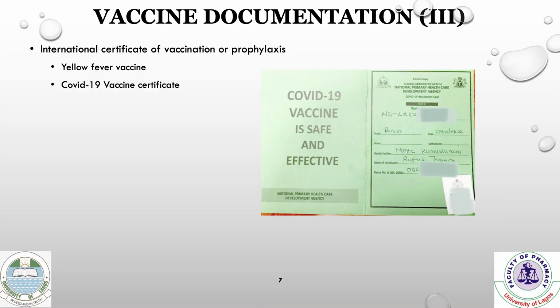Currently in Nigeria, we have two vaccine documents that are of international relevance. One is the yellow fever vaccine certificate. The second one is a COVID-19 vaccination certificate. Everyone who receives COVID-19 vaccine at your health facility, you will need to make some records to show that they have received that vaccination, since it's a requirement for entry in many countries right now.